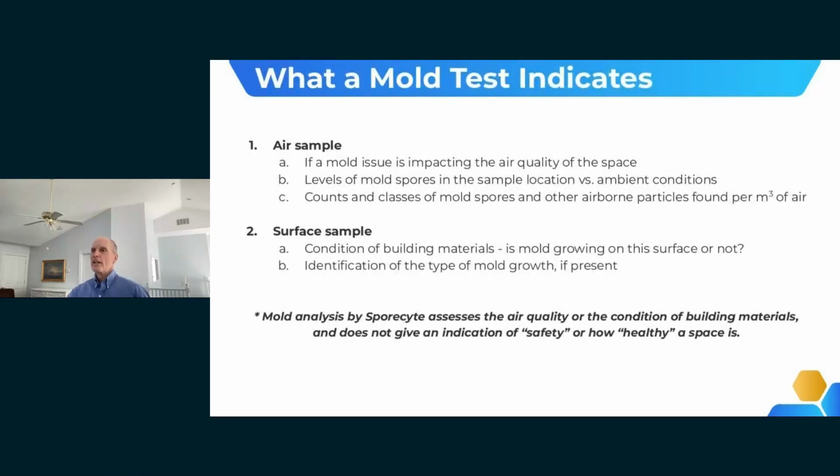So again, what does it indicate? The air sample indicates if mold is impacting the air quality of that space, so the levels of mold spores in the sample location versus outdoors. On our report, we have an at-a-glance page that has a green, yellow, red, giving a quick indication: are there elevated spore levels, and should you investigate further? And then the surface sample gives you an idea of what the condition of those building materials is, mold or not mold.